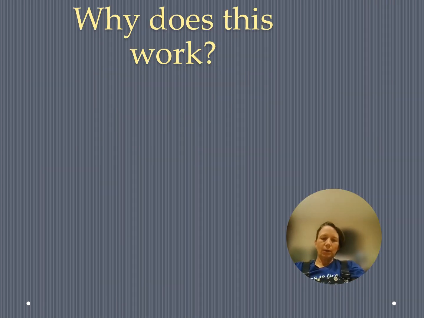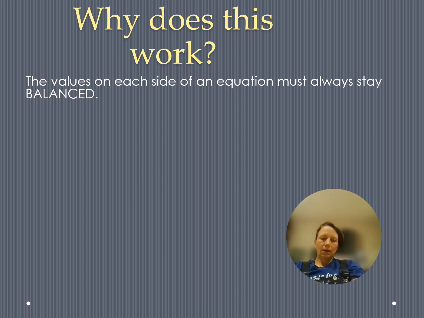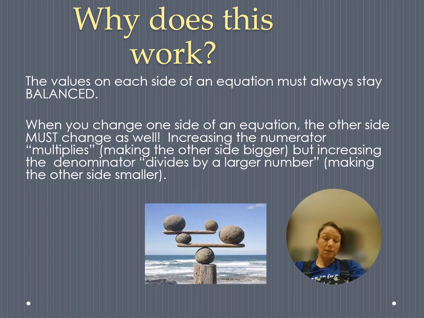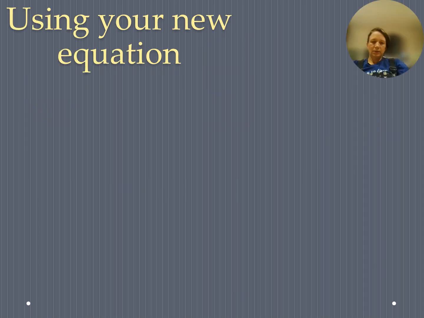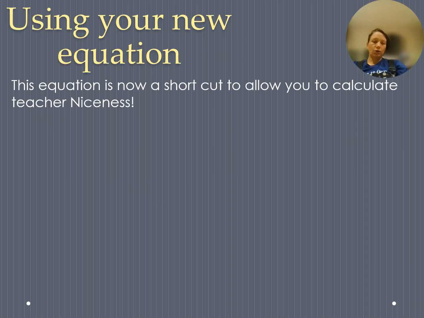Let's take a second and talk about why this equation building works. It works because the values on each side of an equal sign have to stay balanced. That's what the equal sign basically means. Which means if you change something on one side of the equation, the other side has to change as well. If you change the top of one side, the other side is going to have to get bigger or heavier to stay balanced. If you change the bottom of one side and make it bigger, well, the other one's going to have to get a bit littler to basically balance itself out. We're dividing by a larger number. So this is the reason why building equations this way works, and you'll see it over and over again over the course. The last thing is a really quick example of using our new equation.